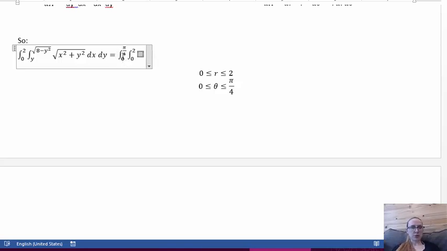All right, so I've got an integral from 0 to pi over 4, an integral from 0 to 2. We need to convert the square root of x squared plus y squared. It would be good to go back and do a quick review of polar coordinates.